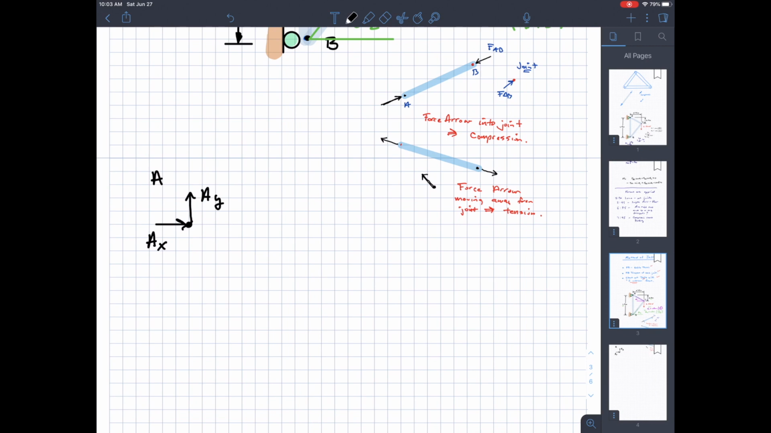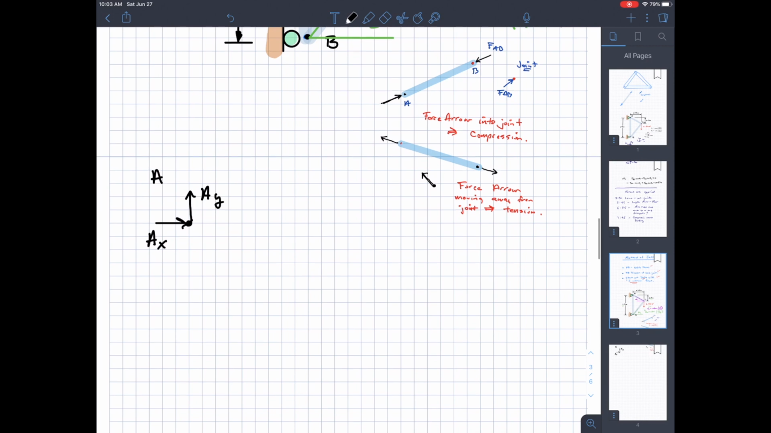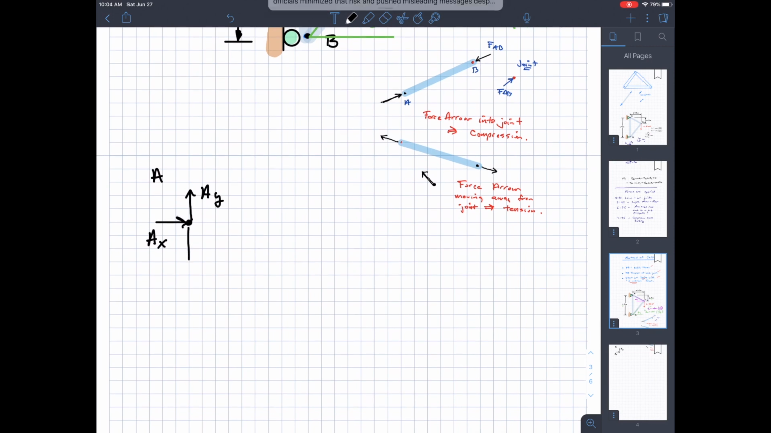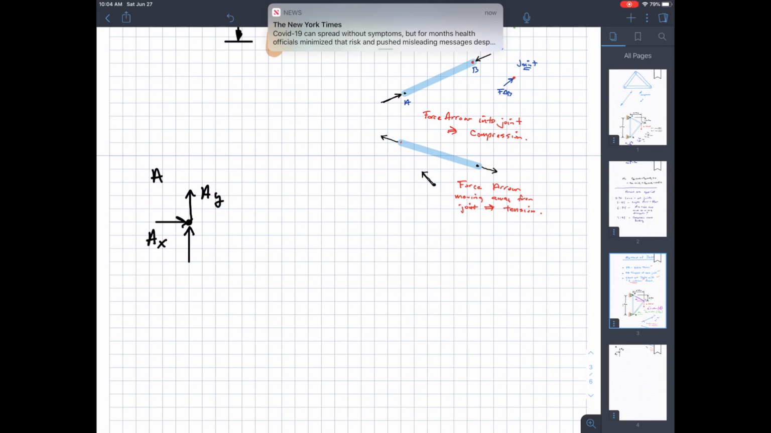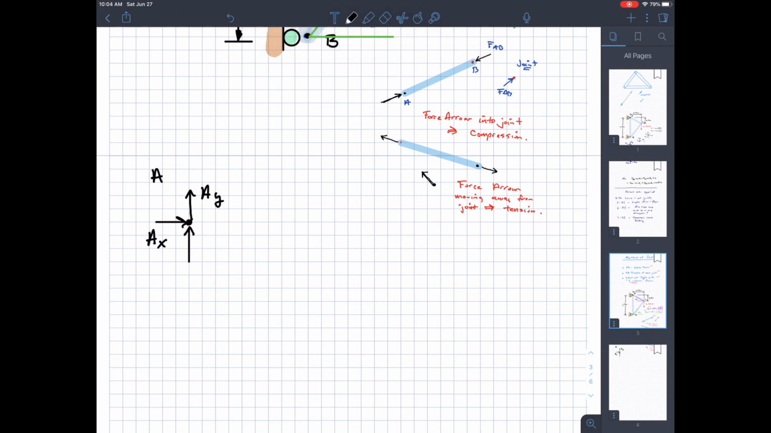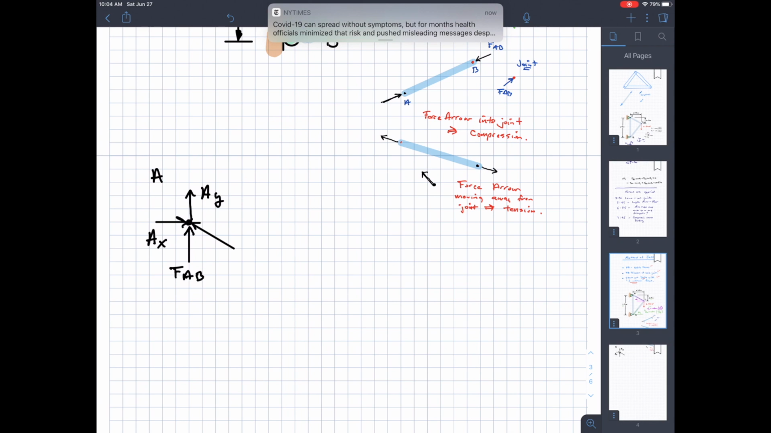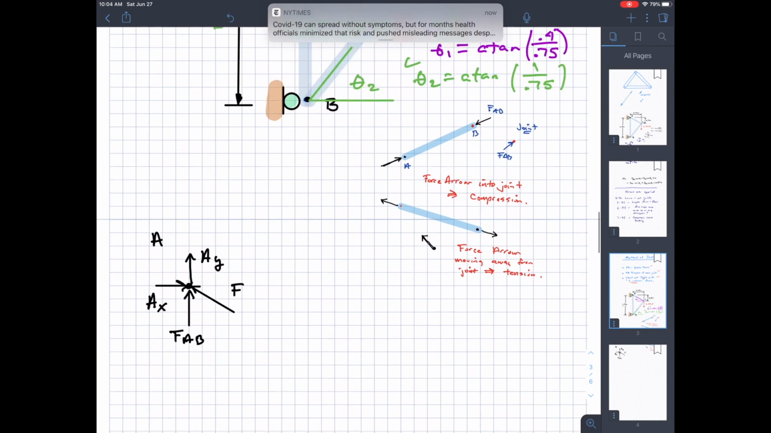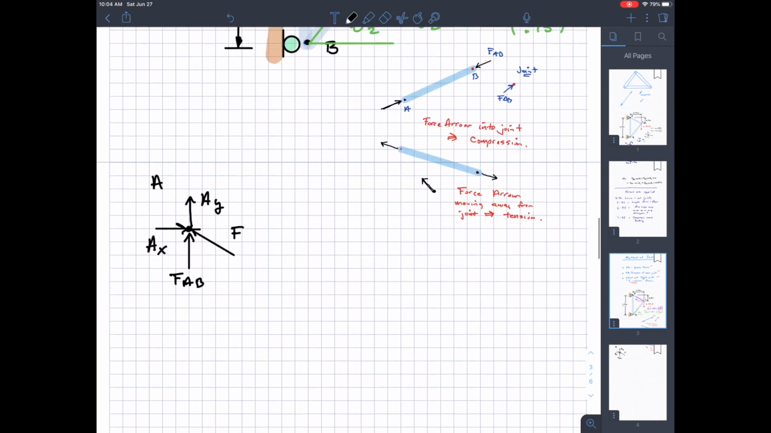I'm going to draw both of these forces from the members into the joint. And what does that mean? Is the joint in tension or is it in compression? Well, if it's going into the joint, it's in compression. So I'm drawing this as FAB and FAC.